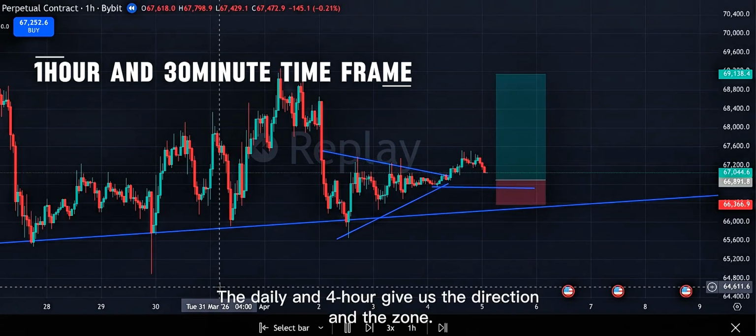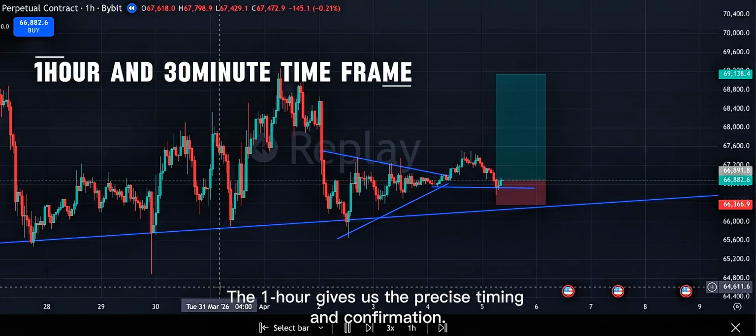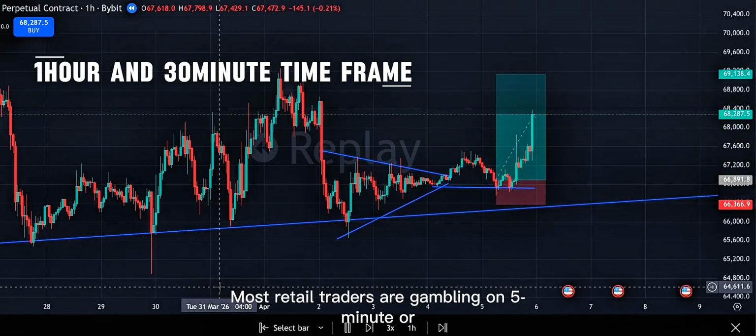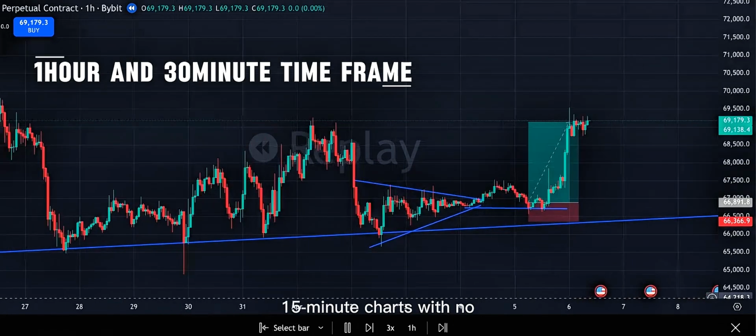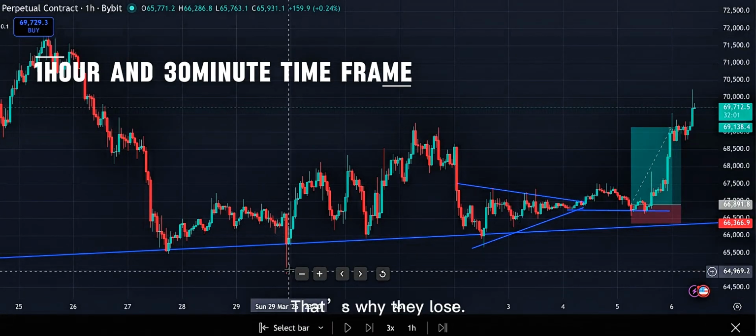The daily and 4-hour give us the direction and the zone. The 1-hour gives us the precise timing and confirmation. That's true confluence. Most retail traders are gambling on 5-minute or 15-minute charts with no higher time frame context. That's why they lose.